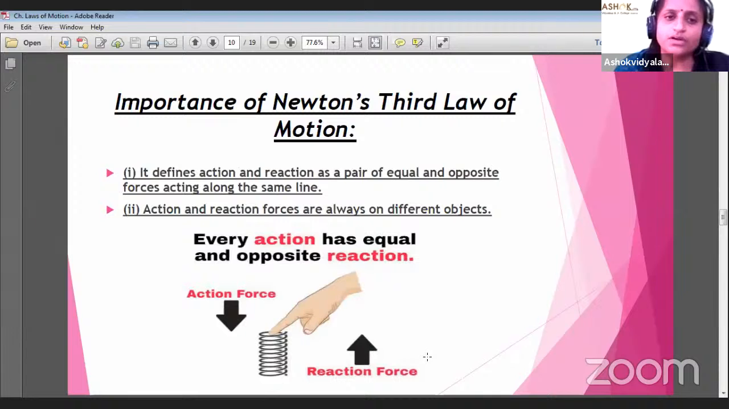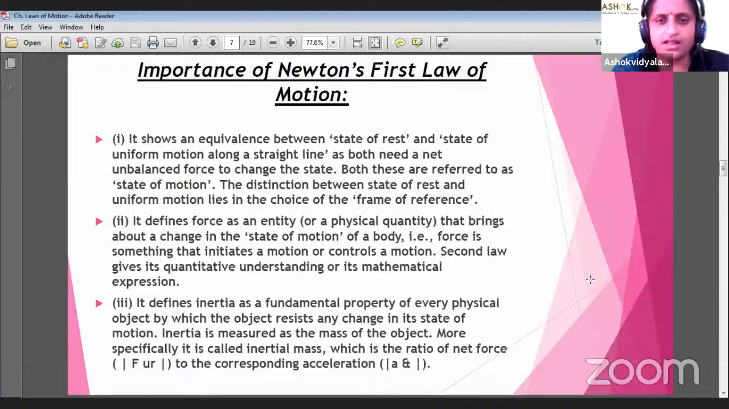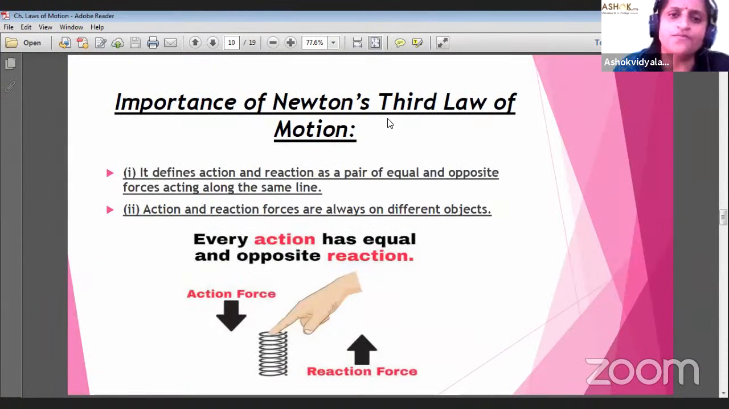Next, the importance of Newton's third law of motion. What is Newton's third law of motion? For every action there is an equal and opposite reaction. This is Newton's third law of motion. And what is the importance of Newton's third law of motion? It defines action and reaction as a pair of equal and opposite forces acting along the same line. Action and reaction forces are always on different objects. Every action has an equal and opposite reaction.